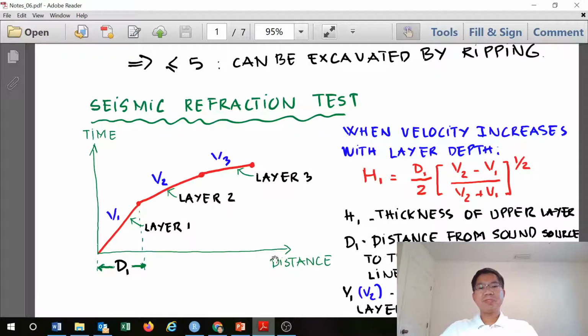So we have the distance measured, we have the time, so we can draw the graph, and that we call time distance graph. In this case, distance is on the horizontal axis and time on the vertical. So as you know, distance divided by time is the velocity, or speed. So we can determine speed. Basically, that is seismic wave velocity. And when we have seismic wave velocity, we can estimate what the rock is, how hard the rock is, how loose the soil is.